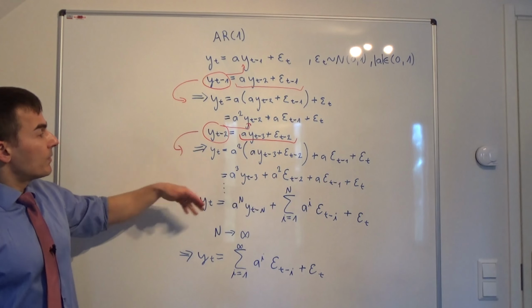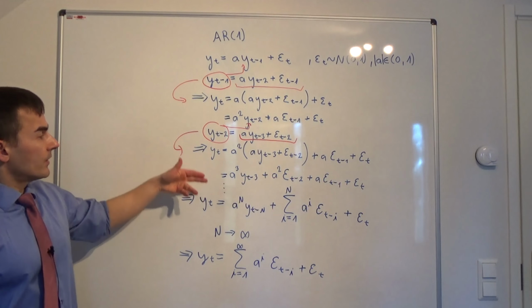If we repeat this iteratively, capital N times, what we end up with is simply that yt is a to the power of n times yt minus n. We see this obvious similarity here. Plus, then we have to take the sum of a to the power of i times epsilon t minus i. You see? It's always that the parameter and the lag have the same order. Plus the innovation process at time t.